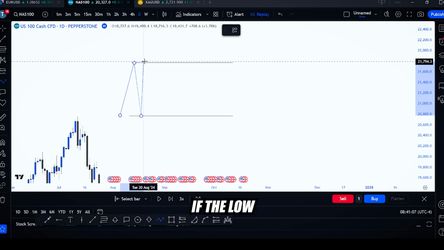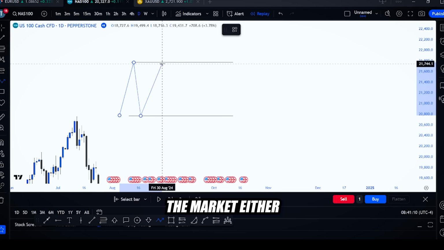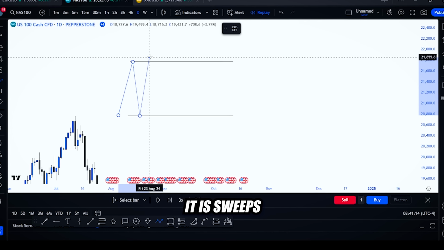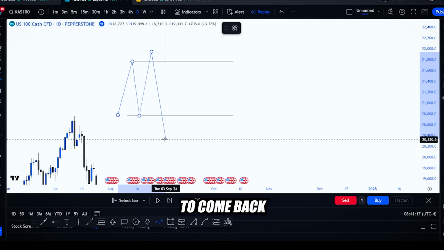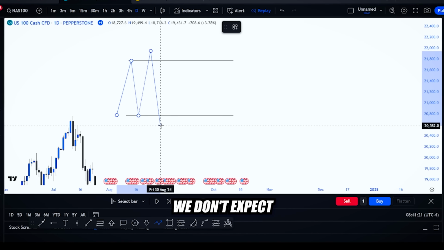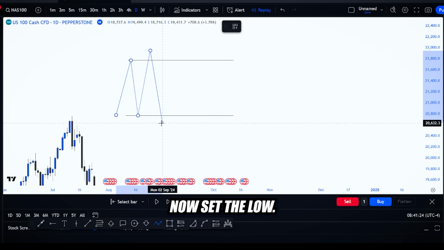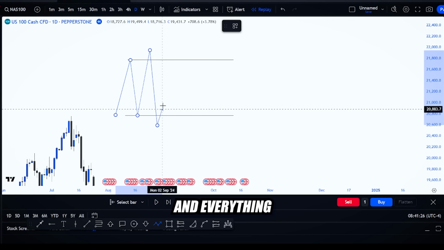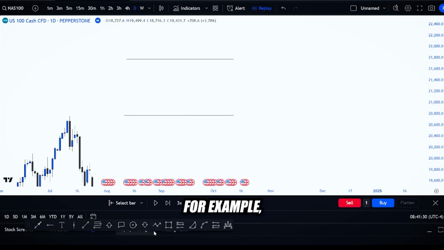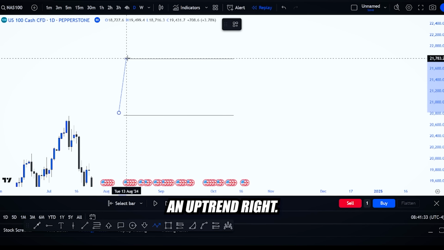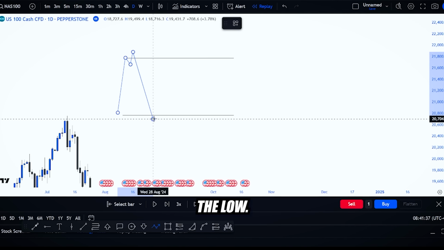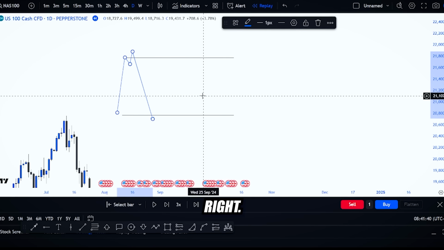As you can see, we're expecting that the market either sweeps the high or sweeps the low. If it sweeps the high, we're expecting it to come back and sweep the low, and that's our trade. We don't expect that it sweeps the high, now it sweeps the low, now we buy again. We're expecting one move. For example, if the market is going in an uptrend, we wait for it to sweep the high, then we target the low or the 50%.